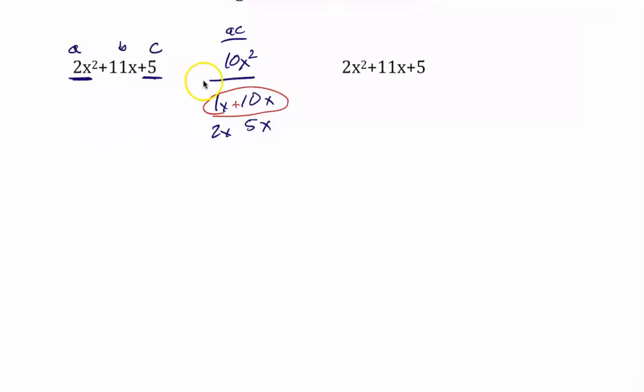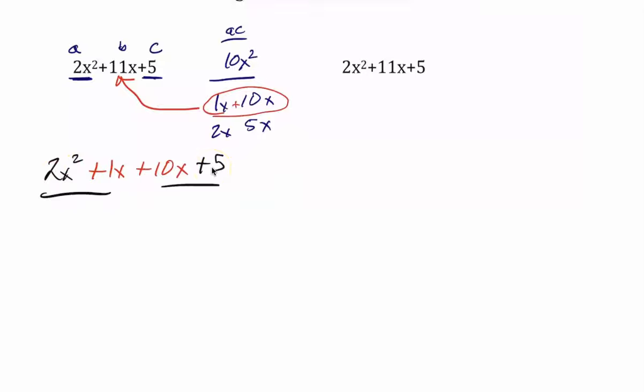So in the proper way, we're going to substitute this 1x plus 10x in for the 11x. So we get 2x squared still there. Now we have plus 1x plus 10x, and then the plus 5 is still there. Then once we got here, we factor by grouping because we have 4 terms. So we'll group the first two and the last two terms.